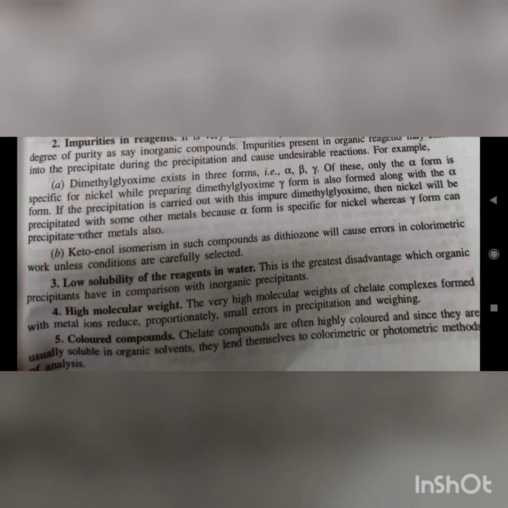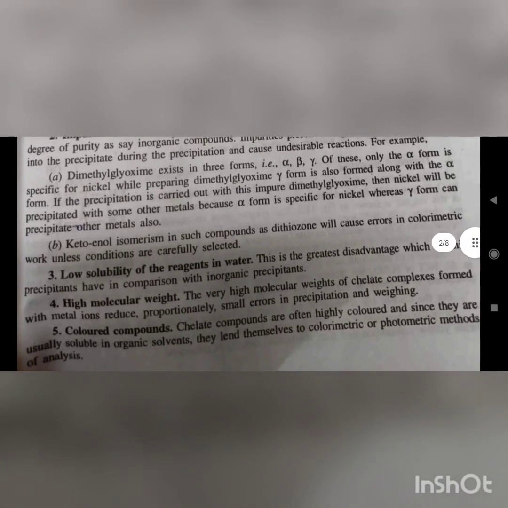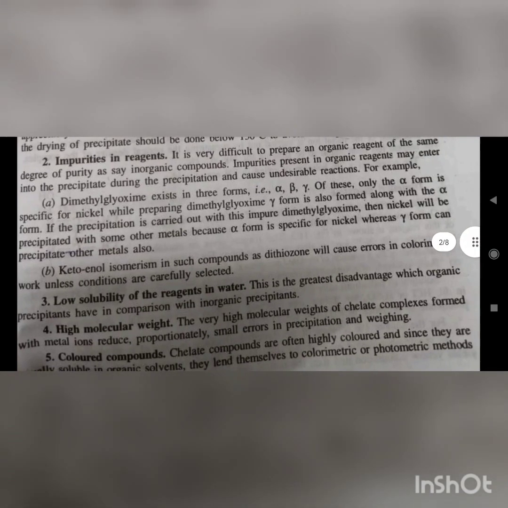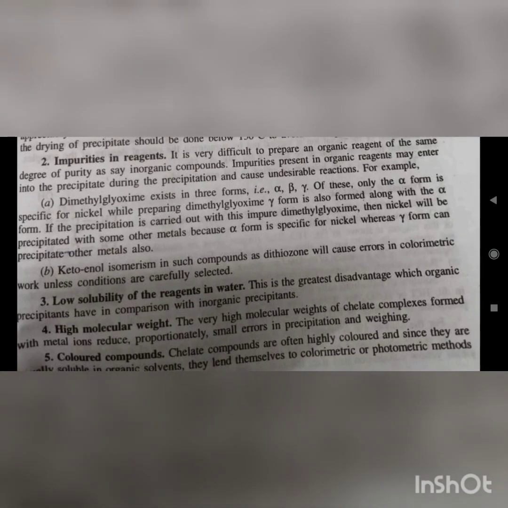dimethylglyoxime exists in three forms: alpha, beta, and gamma. Of these, only the alpha form is specific for nickel. While preparing dimethylglyoxime, gamma form is also formed along with the alpha form. If the precipitation is carried out with this impure dimethylglyoxime, then nickel will be precipitated with some of the metal, because alpha form is specific for nickel, whereas gamma can precipitate other metals also.